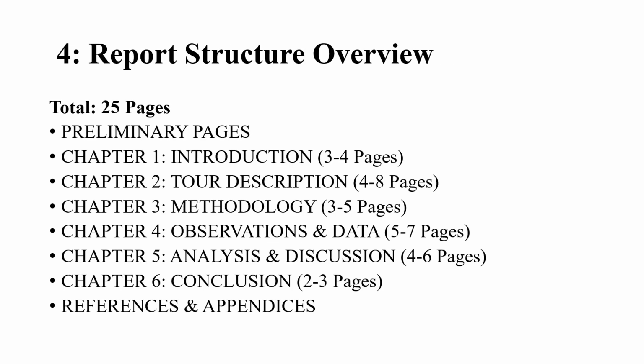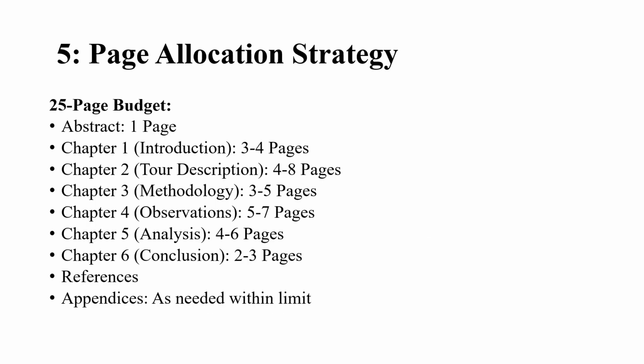This is a brief overview of the structure of your report. You have the preliminary pages here, and then the main body, and then the references and appendices. So this is the page allocation, like how these 25 pages are distributed across your abstract, then the main body, chapter 1, 2, 3, 4, 5, 6. Okay, and then your references and appendices are not included in the page numbers.